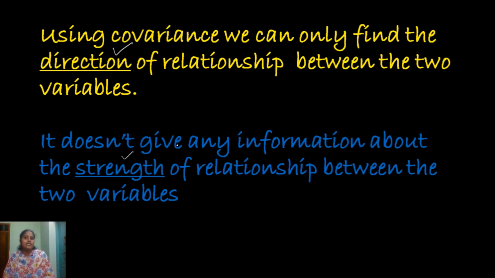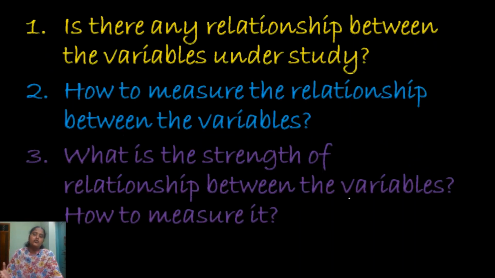Since the value of covariance takes values from minus infinity to plus infinity, we don't get any information about the strength of the relationship between the two variables. We only know the direction of the relationship between the two variables. So, if we would like to know the strength of the relationship between the two variables, we make use of the concept of correlation.